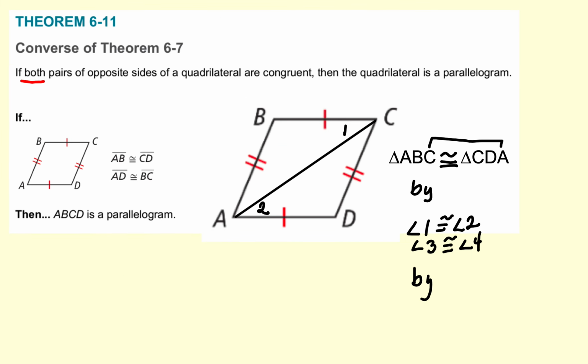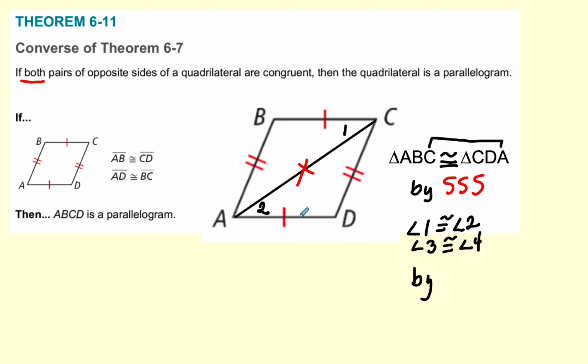Let's take a look at a theorem that will help us understand when something's a parallelogram. In this theorem, it says if both pairs of opposite sides of a quad are congruent, then the quad is a parallelogram. So if you see both opposite sides congruent, you're going to be able to say it's a parallelogram. Let's see why. If I draw the diagonal, I am going to be able to prove the two triangles are congruent by side, side, side.